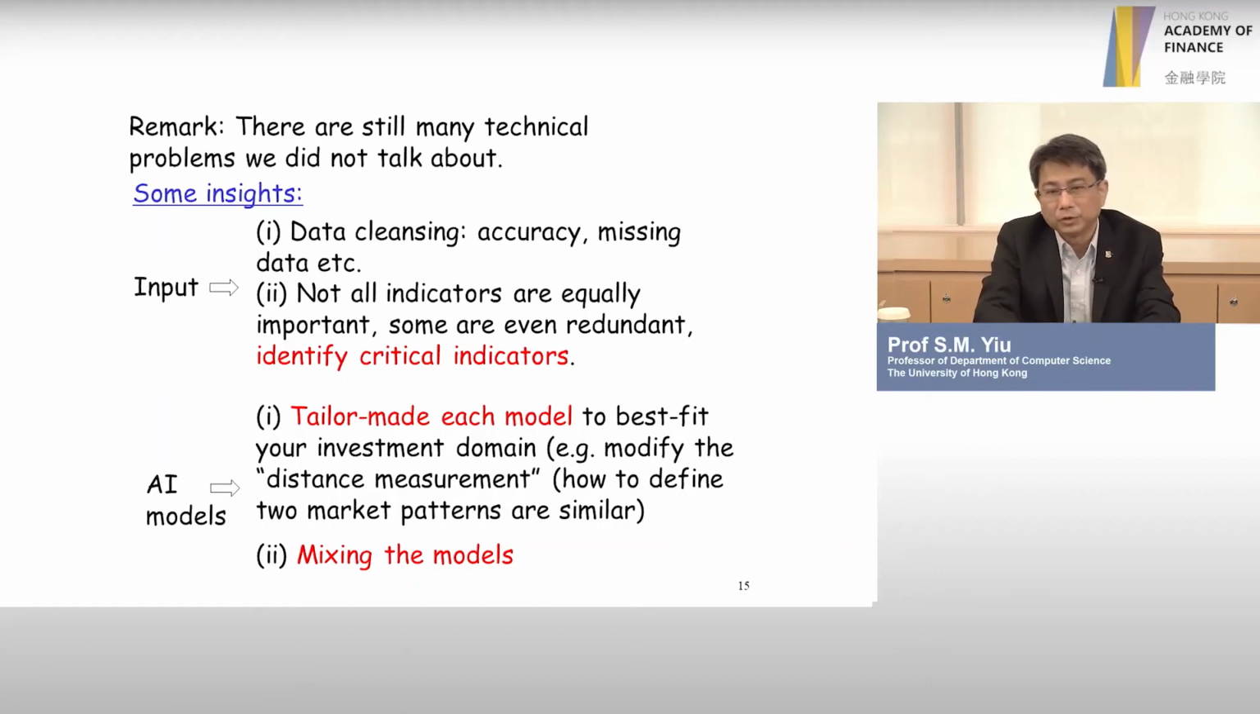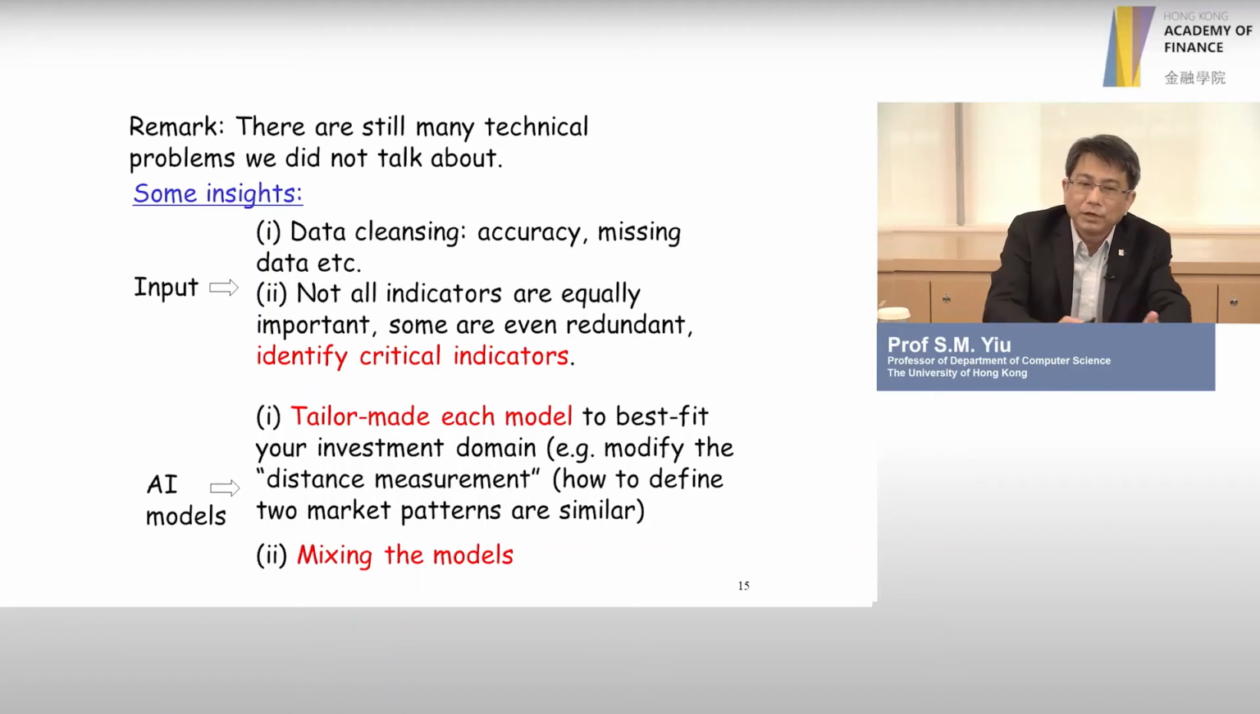In other words, some indicators we can actually eliminate. So the other question is, before we actually plug into the AI model, can we use another methodology or another AI model to identify which indicators are the critical indicators before we actually try out the other AI models, all right?